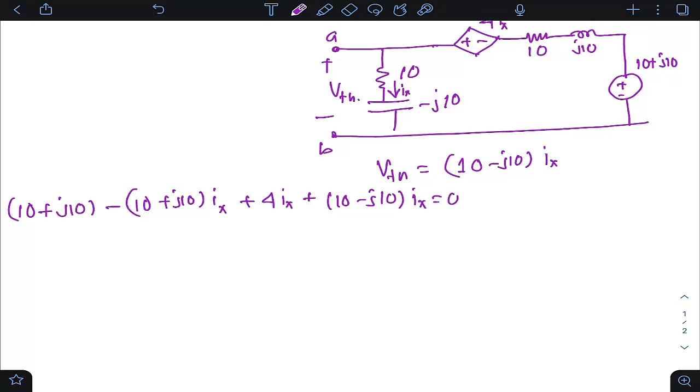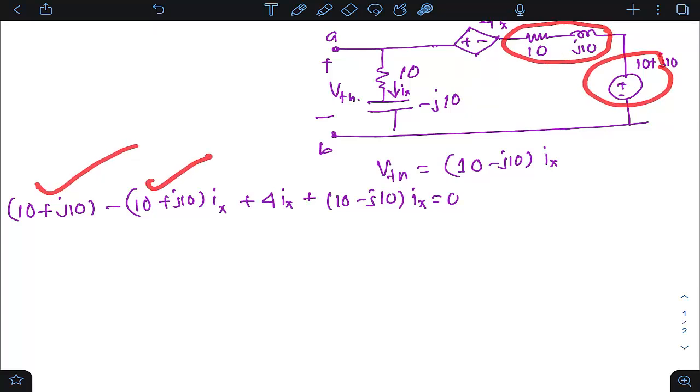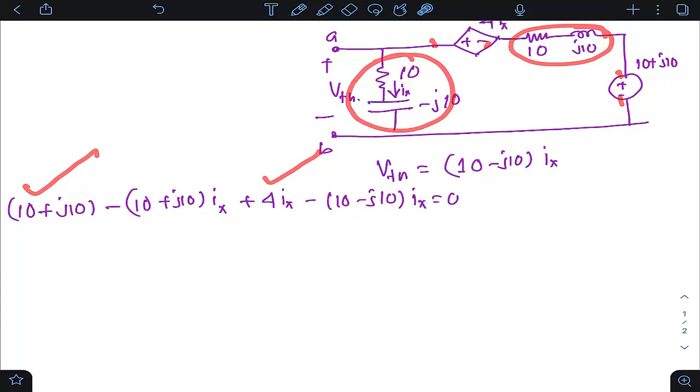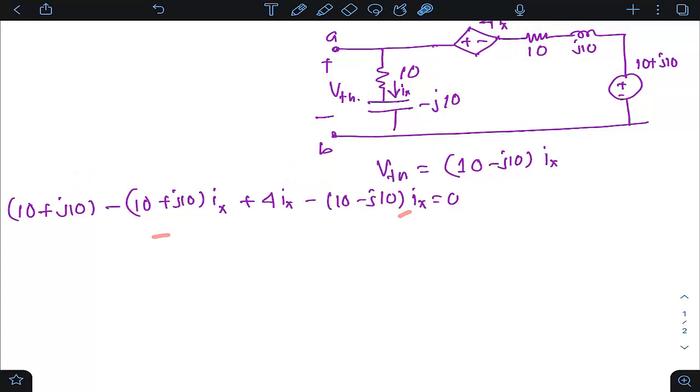Is that fine? So 10 plus J10 minus 10 plus J10 into Ix plus 4Ix minus 10 minus J10 into Ix equals 0. Here there is a mistake, student. It is minus, right? This is minus. Minus to plus, plus, minus to plus, plus. These are minus, minus, and we get, as usual, the passive sign convention. Now let us open up these brackets and get the value of Ix.